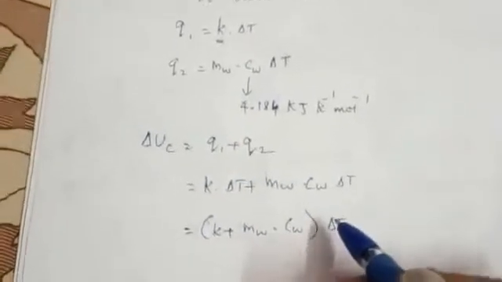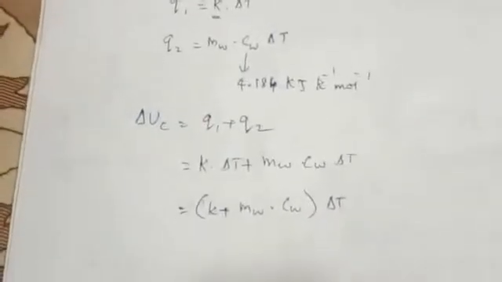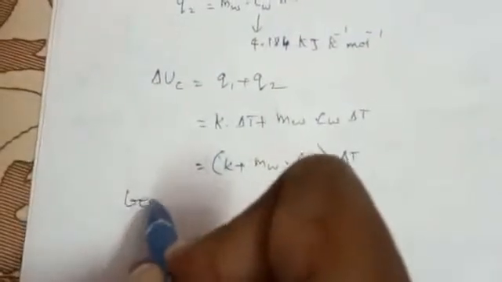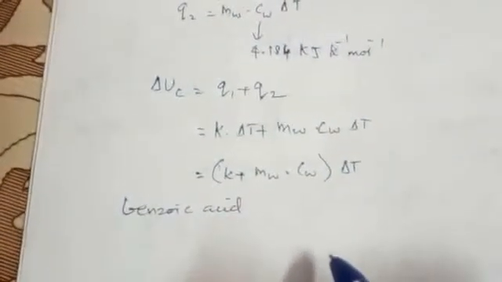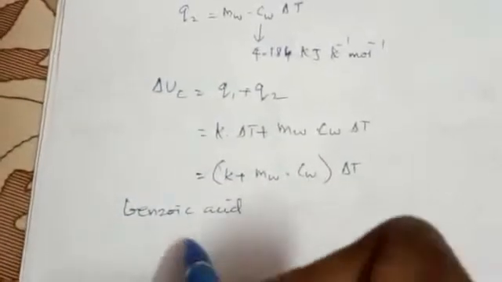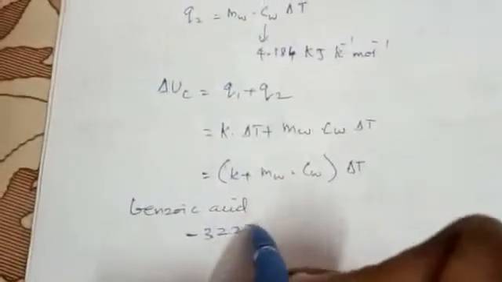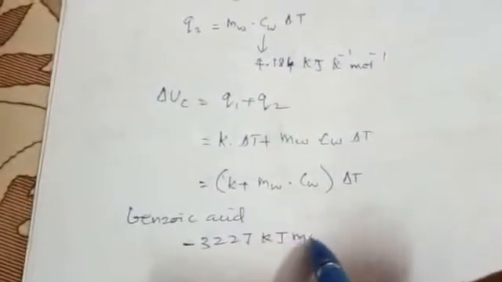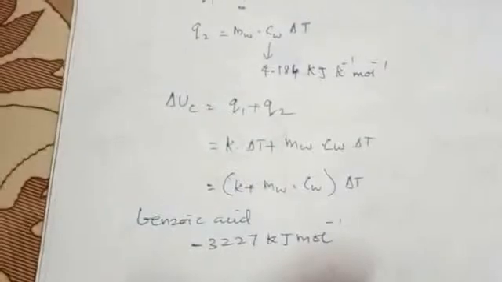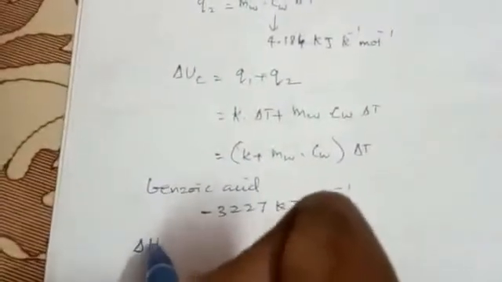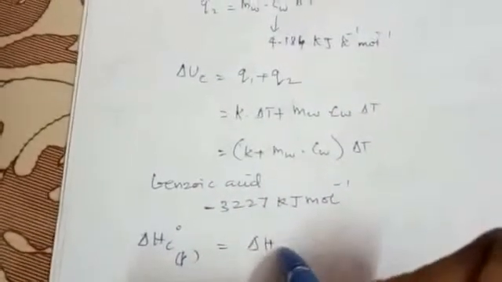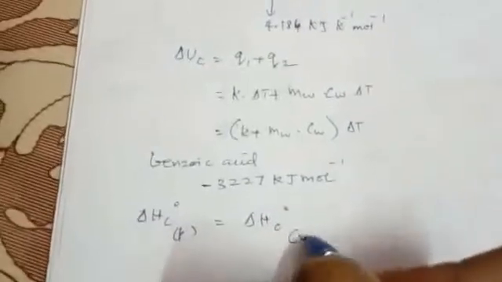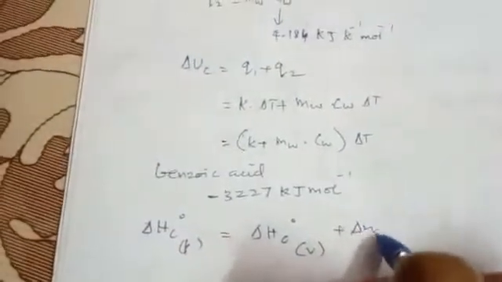The calorimeter constant can be determined by burning a standard sample of known mass. The sample used is benzoic acid. The heat of combustion of benzoic acid is minus 3227 kilojoule per mole. So delta H of combustion at constant pressure equal to delta H at constant volume plus delta ng RT.